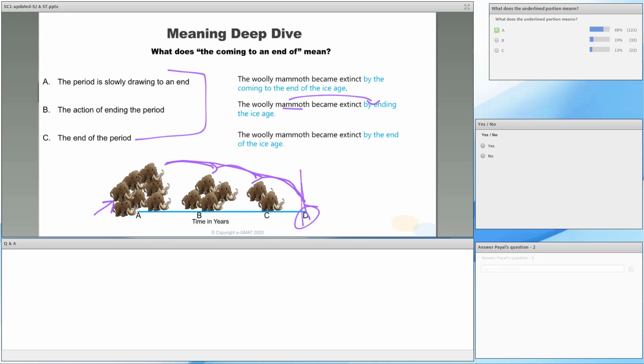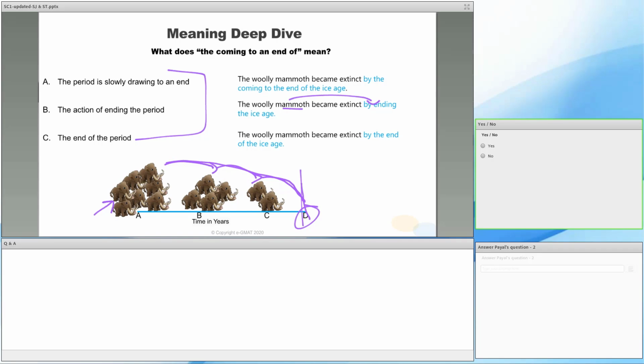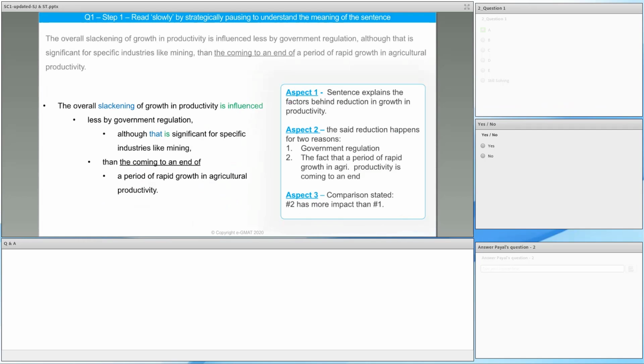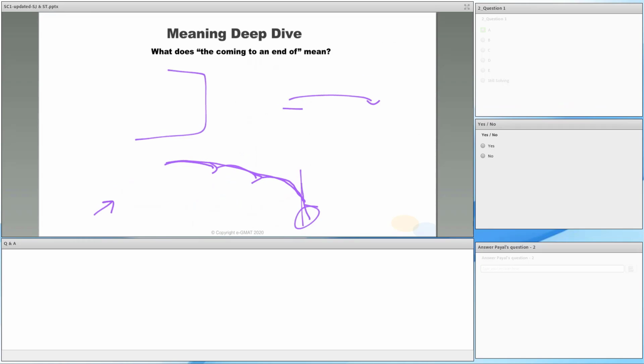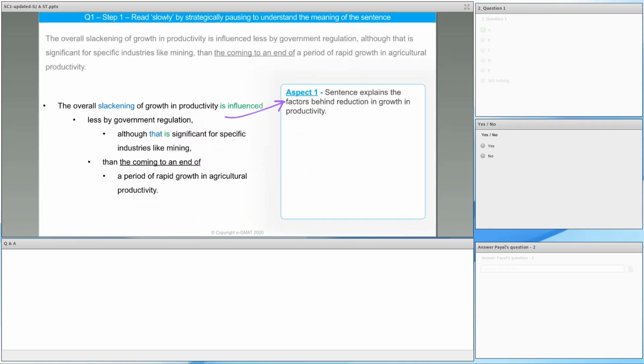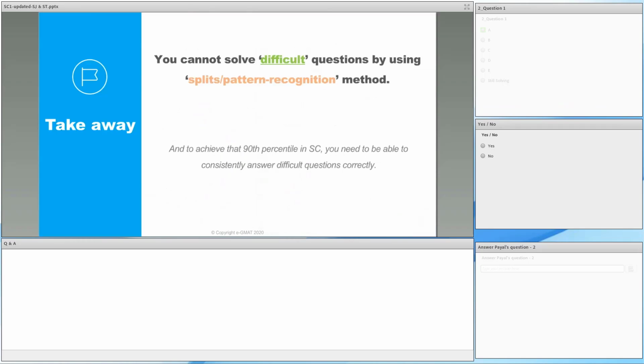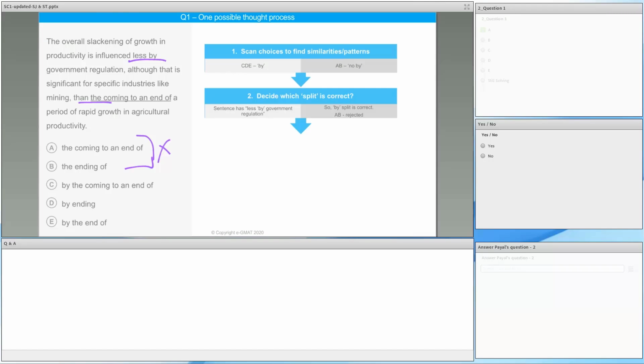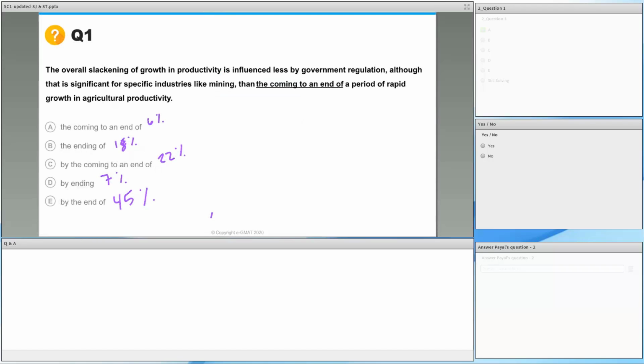Now, if I take this poll away, let me hide this poll. And then I'm going to bring back your answer choices now that we've done this meaning analysis. And I'm going to go back to the original question. Yeah, let me go back really quickly. Sorry. Here we go. Now I'm going to go back to the original question.